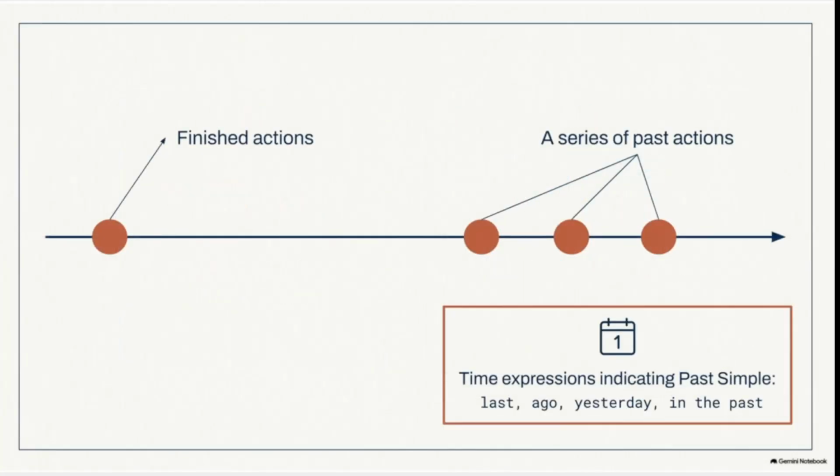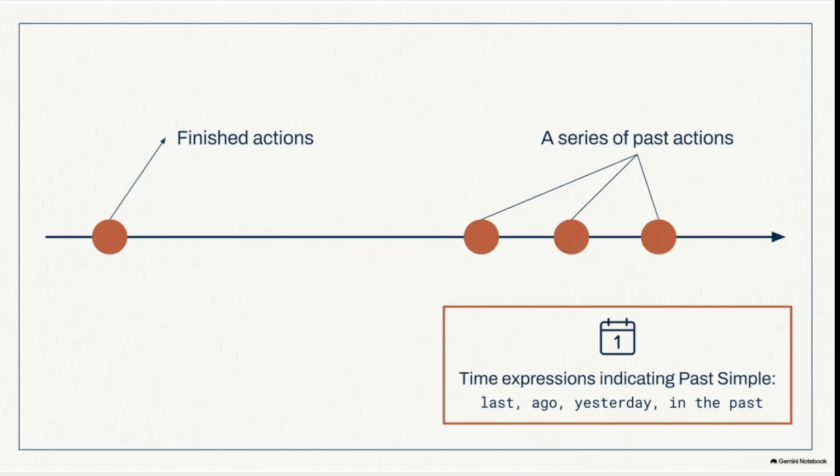When we use the past simple. Let's focus now on the past simple. We use the past simple for finished actions in the past. For example, I watched a movie last night. The action of watching the movie is finished. We can also use the past simple to describe a series of actions. For example, I woke up, had breakfast, and went to school. These are several completed actions that happened one after another.